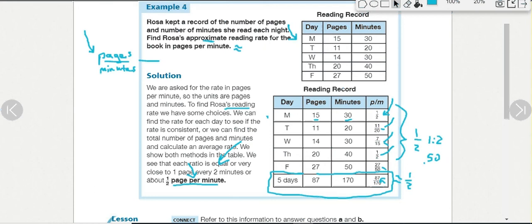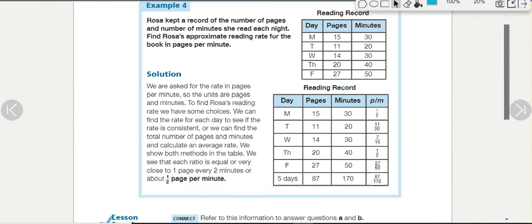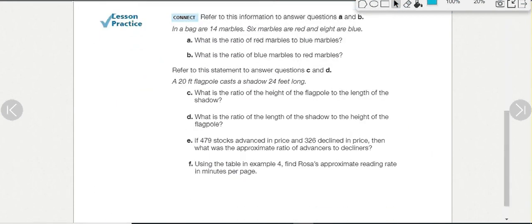If we needed to find that in minutes per page, you just got to flip that around and maybe just double check that the math checks out. But use that table, find rate where you've got minutes on top, pages on the bottom, or minutes to the left and pages to the right. Okay? So do F, let's do E, and D.